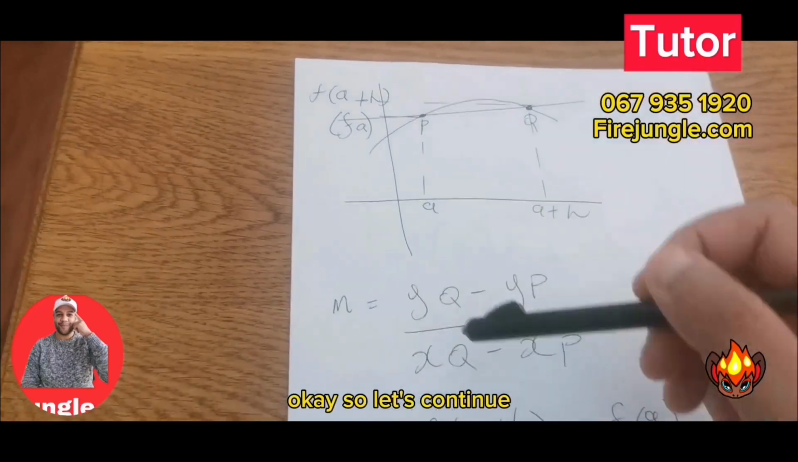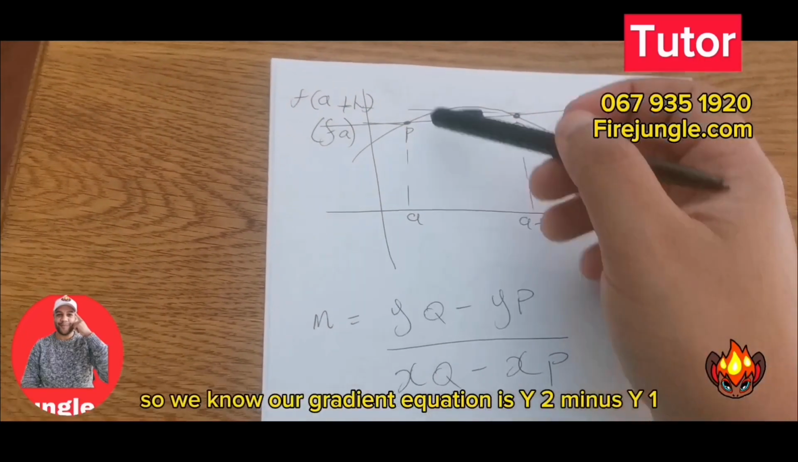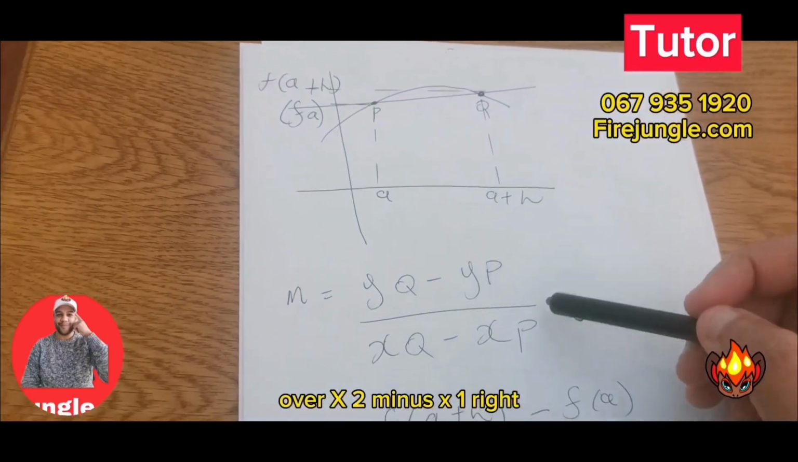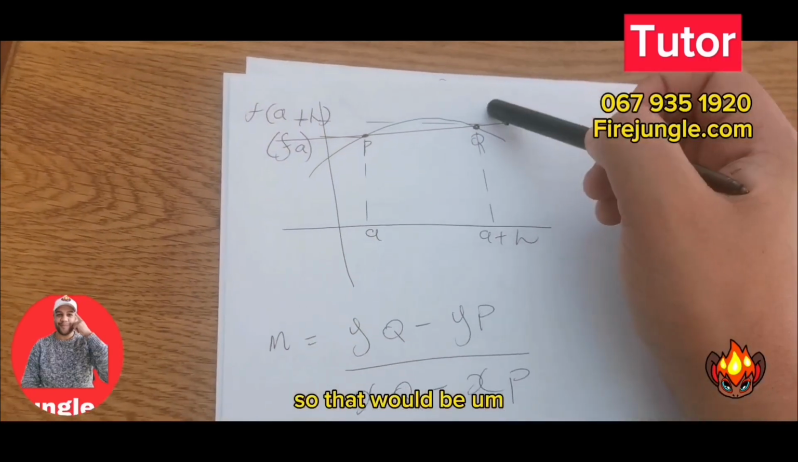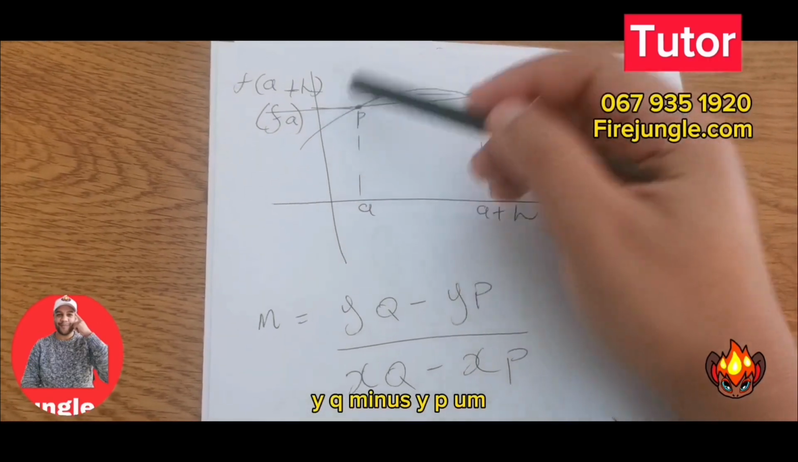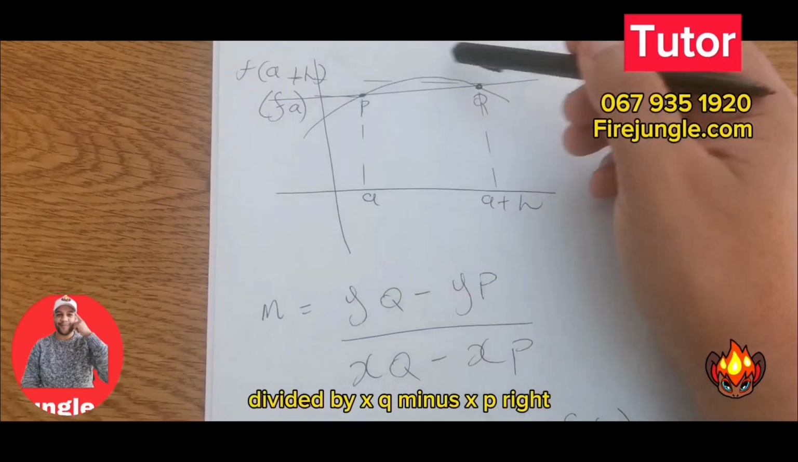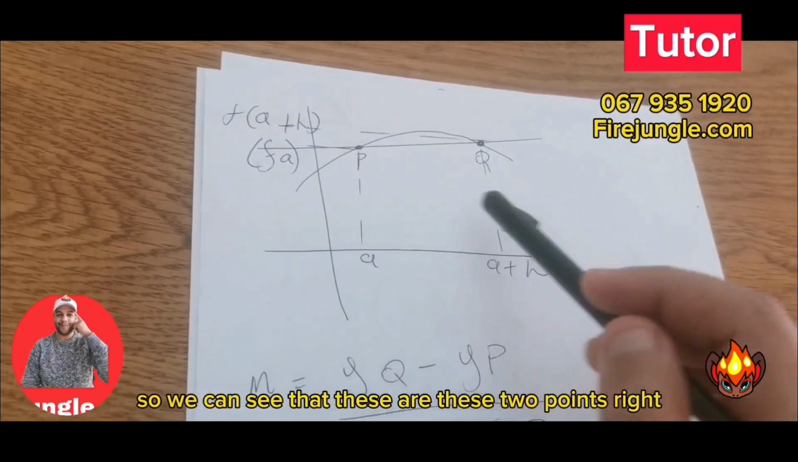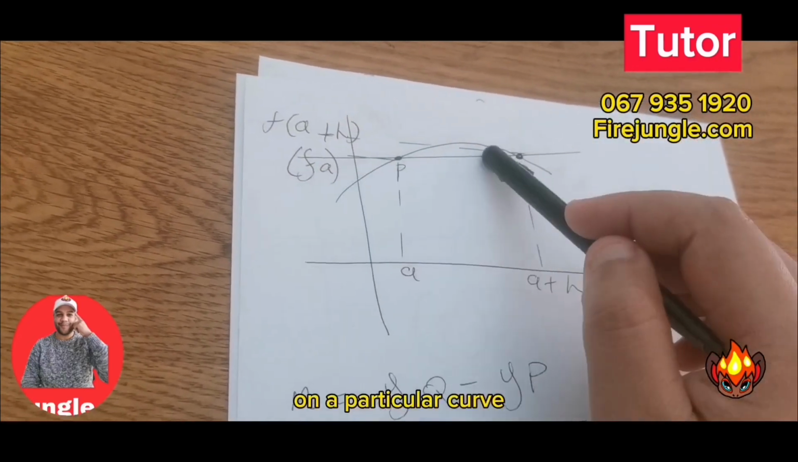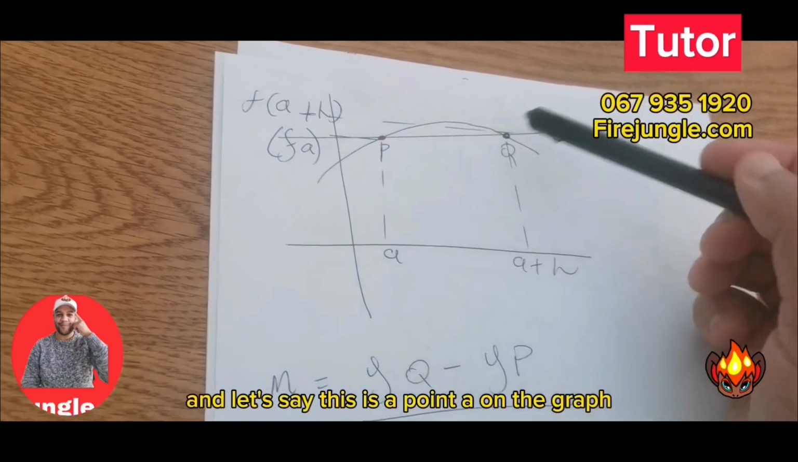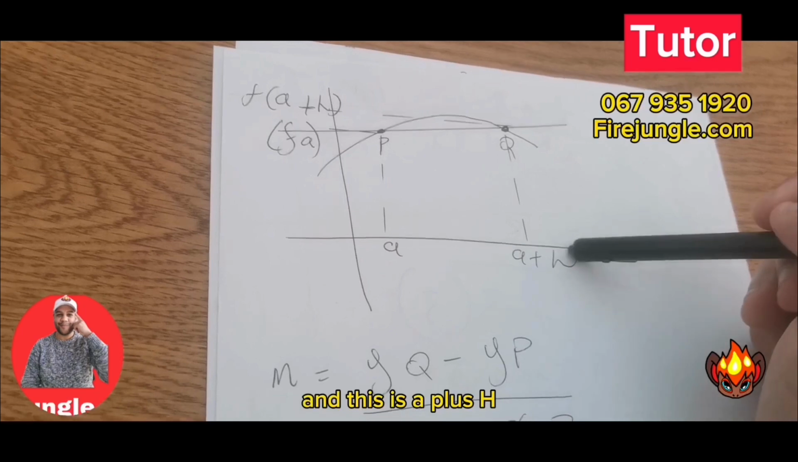Okay, so let's continue. We know our gradient equation is y2 minus y1 over x2 minus x1. So that would be yq minus yp divided by xq minus xp. We can see that these are these 2 points on a particular curve. And let's say this is a point A on the graph and this is A plus h.